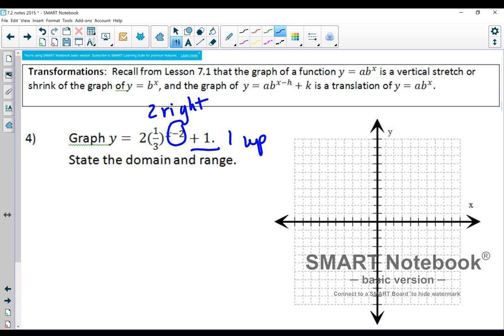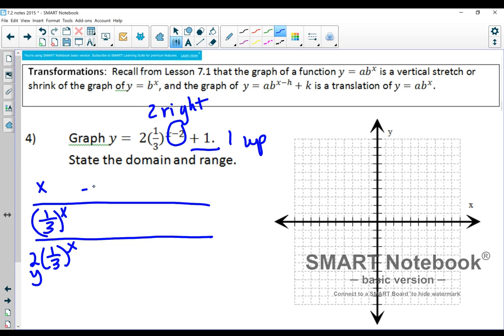So when I make a table, I am going to make a table for just the 2 times 1/3 to the x, which is my y. So again, we're not actually graphing that middle row. And then I'm going to translate it. So let's go ahead and do this middle row. Squared would be 1/9. First power would be 1/3. 0 power is 1, and then reciprocals. And now we're going to multiply those by 2. So I'm taking all the middle row, and now I'm doing 2 times 1/3 to the x.